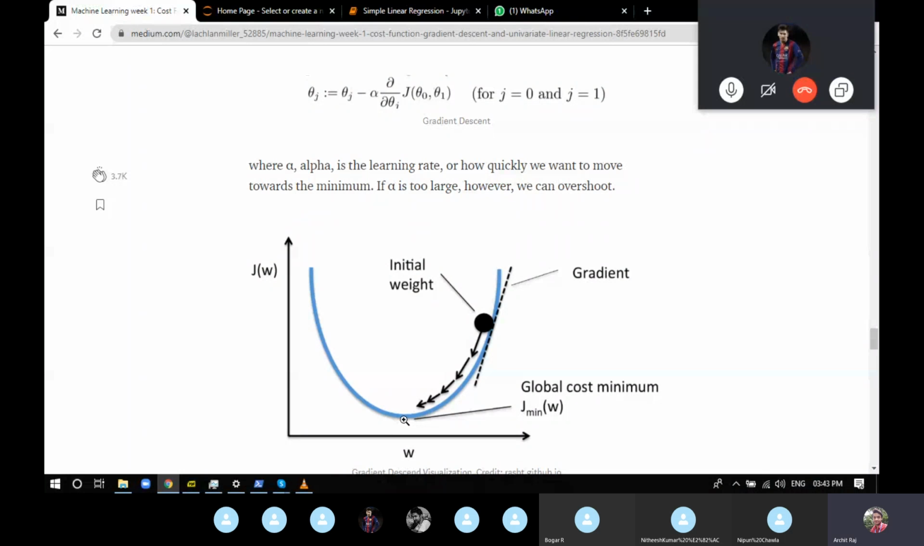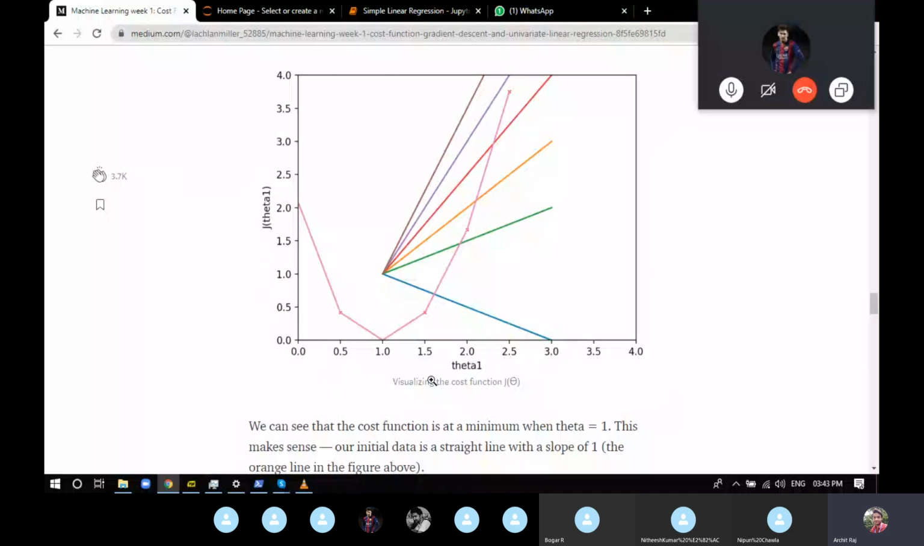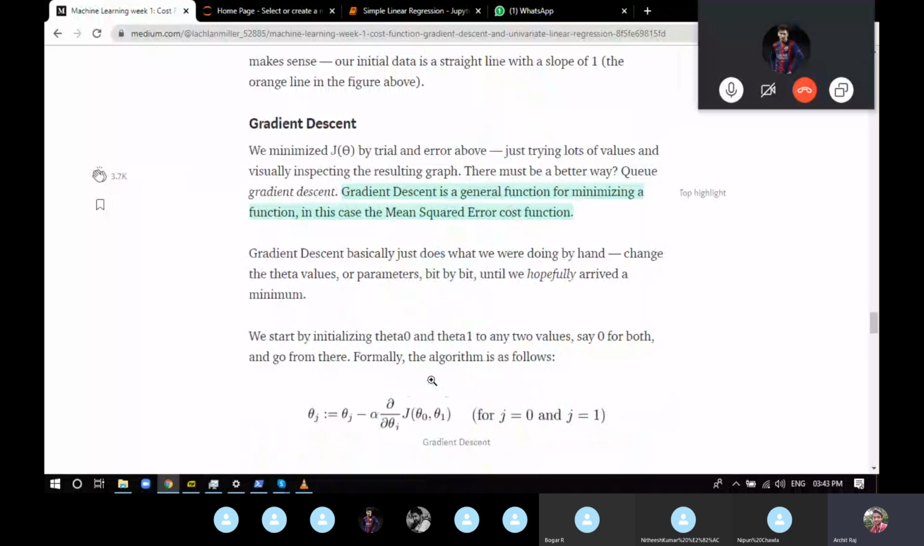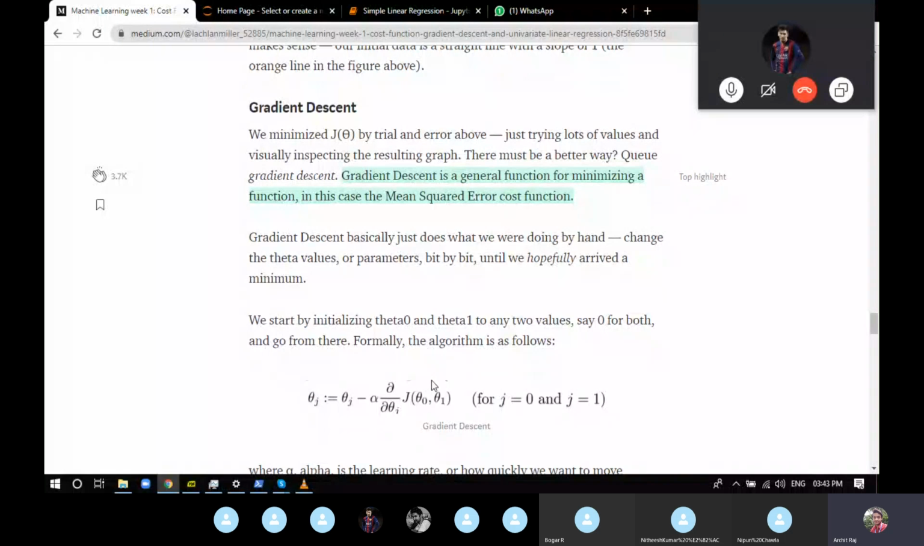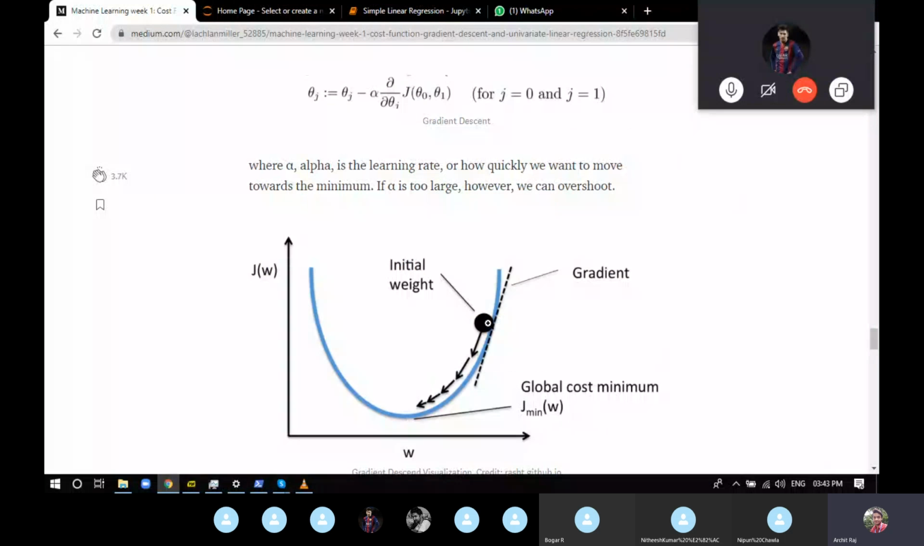So we have to find out where exactly this point resides, because we only have the graph. We took one or two points and made the graph. So for that, we take an initial weight, a random one, and try to find the gradient, or the slope, of that. Slowly, really slowly, we come down to the global cost minimum.